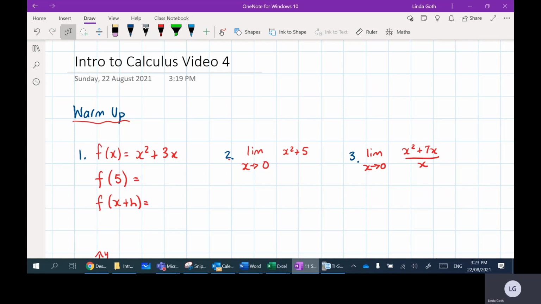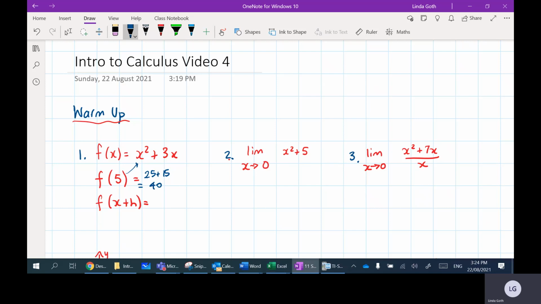Alright, you've had a go at the warm-up now, so if you didn't pause and do the warm-up, do that now. Here's some answers. I've told you what the function of x is, and I've just asked you to find the function of 5. So you simply needed to put 5 in here. So 5 squared is 25, plus 3 times 5, which is 15. So our answer is 40.